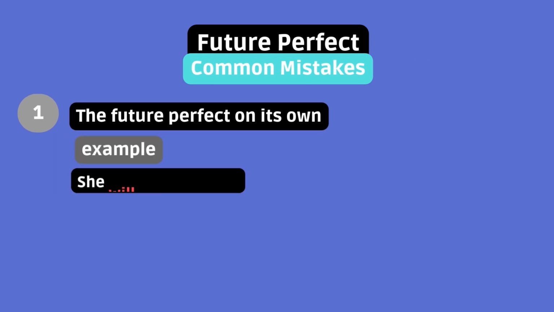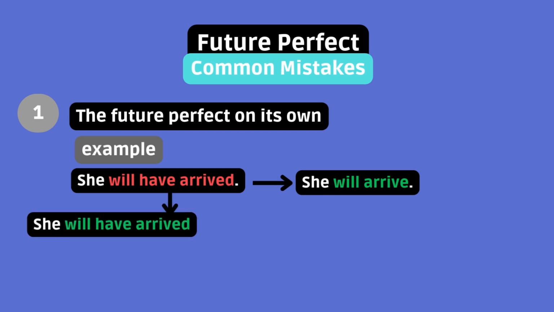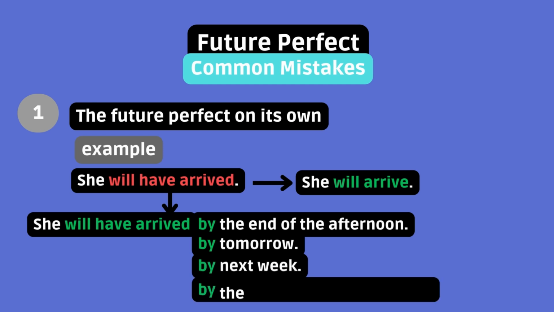Example: she will have arrived. Should be, she will arrive. Or, she will have arrived by the end of the afternoon, by tomorrow, by next week, by the time the weather clears. With by plus a future time word, it gives us a specific point in the future before which she will arrive. All good.